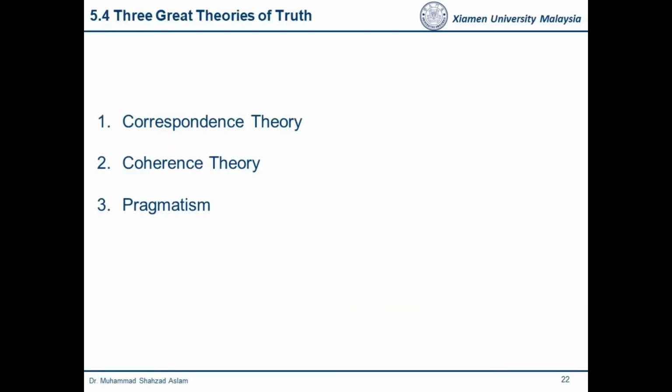Hello and welcome to Introduction to Epistemology, and today we are going to discuss three great theories of truth. The theories of truth have been classified into three types. One is correspondence theory, second is coherence theory, and third is pragmatism. And today we are going to discuss correspondence theory.